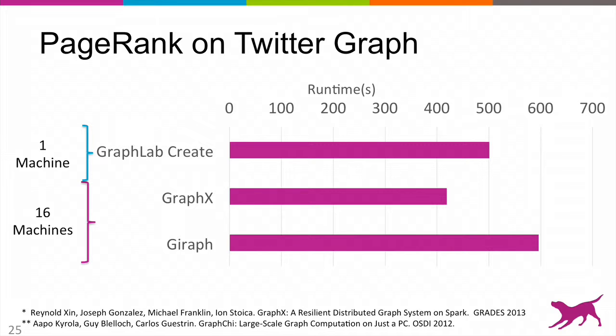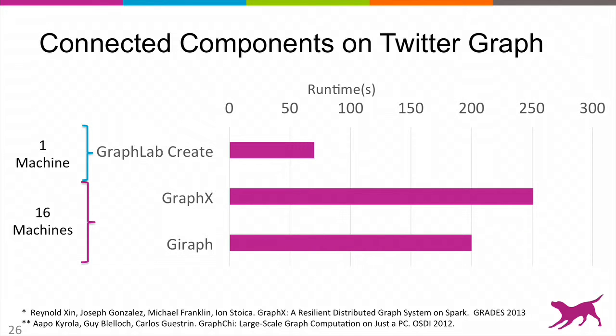So GraphLab Create, this is PageRank on the Twitter graph. On one machine, we can run this at speeds comparable to a few other distributed systems, GraphX and Giraph. And for connected components on one machine, we are much faster. Once again, this is on the Twitter graph, which is just about 1 billion edges.